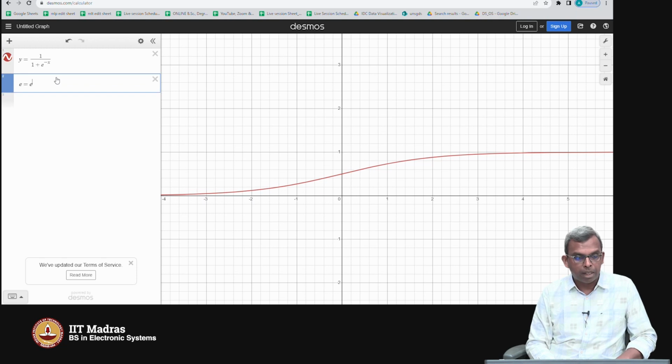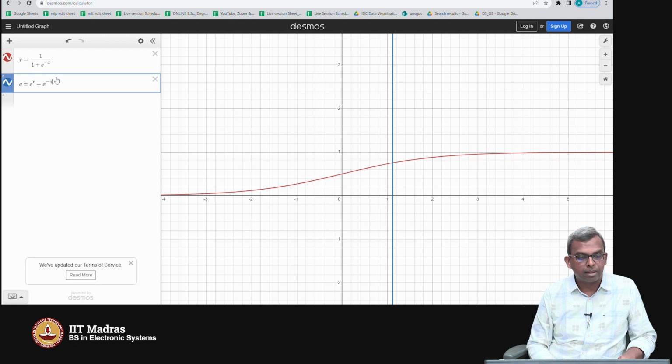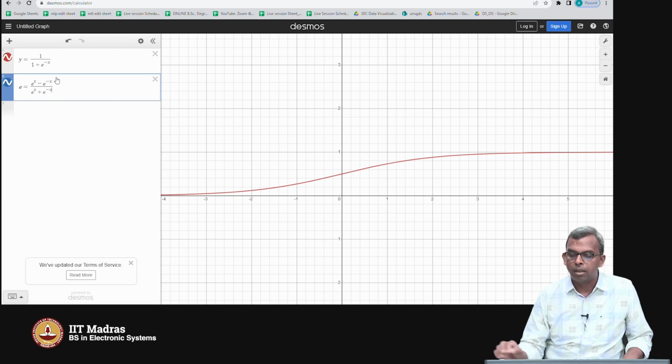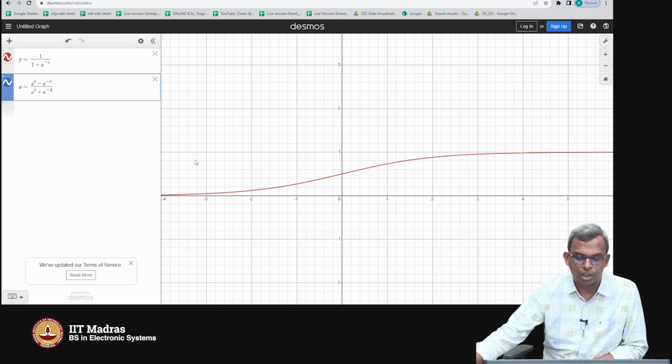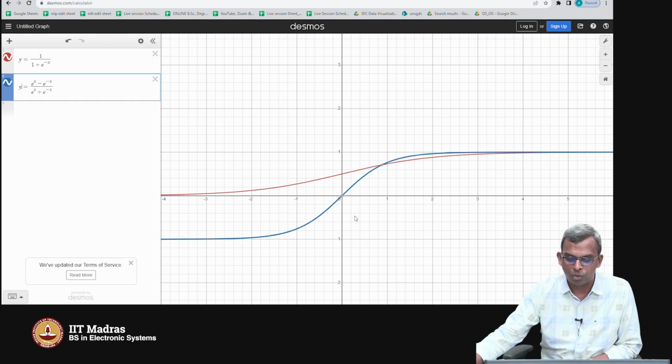Y equals e power x minus e power minus x, divided by e power x plus e power minus x. That is the blue function. Oh, sorry, I put e equals, apologies, y equals. Okay, so that's the blue function.